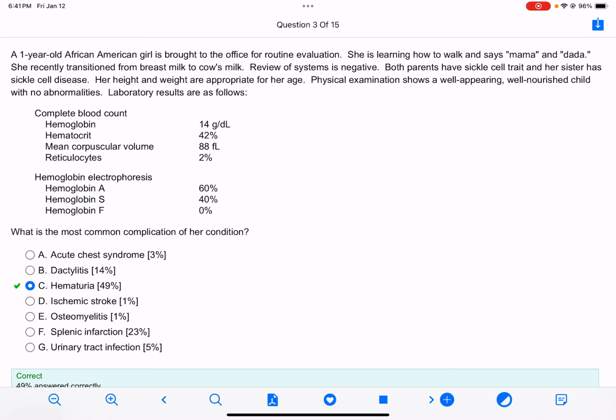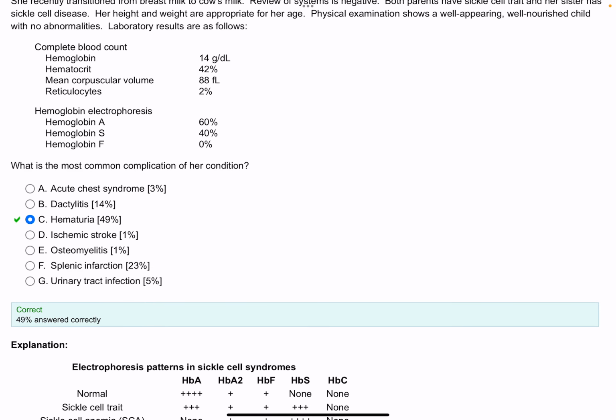So, which is the most common complication? We read that in sickle cell trait, hemoglobin AS, there is more involvement of the kidneys. We read that there might be chances of renal medullary carcinoma, and because the sickling happens in the kidneys, there are more chances of hematuria, right? Acute chest syndrome, dactylitis, ischemic stroke, osteomyelitis, all of these are in hemoglobin SS, but they're not in hemoglobin AS. Hemoglobin AS has hematuria.